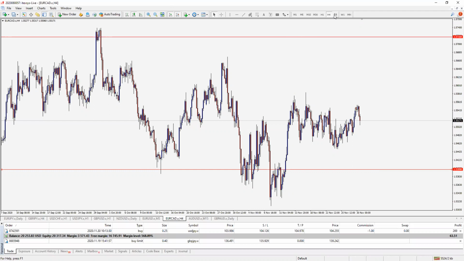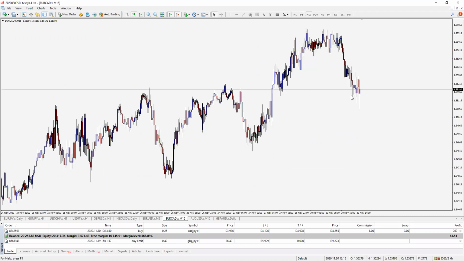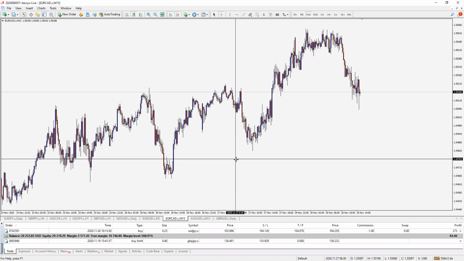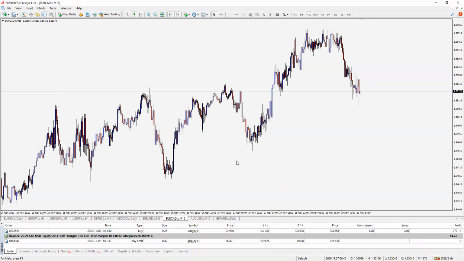Okay, and the daily chart, nothing else to say. 15 minutes, that's the situation. Same situation. Not really interesting. I don't really like this chart. You see how it looks.